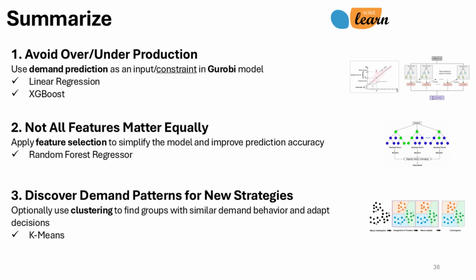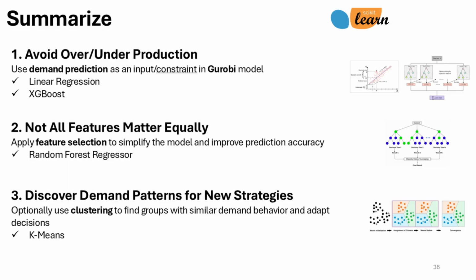This doesn't just simplify our models. It improves our prediction accuracy and makes our strategy much easier to debug and understand. Finally, we looked at how to discover demand patterns for new strategies. By optionally using clustering, specifically the k-means algorithm, we can group periods with similar demand behavior. This allows us to move beyond reactive planning and instead adapt our decisions proactively based on whether the market is in a low sales, steady, or high-performance state.